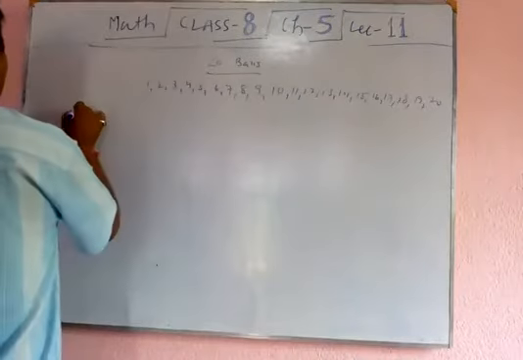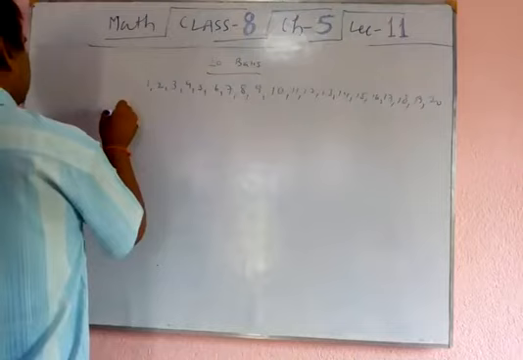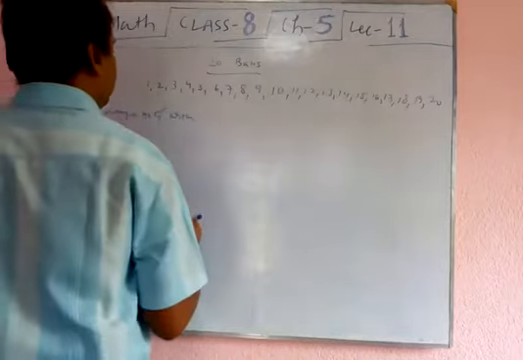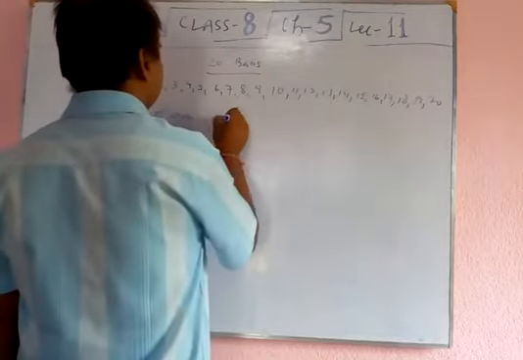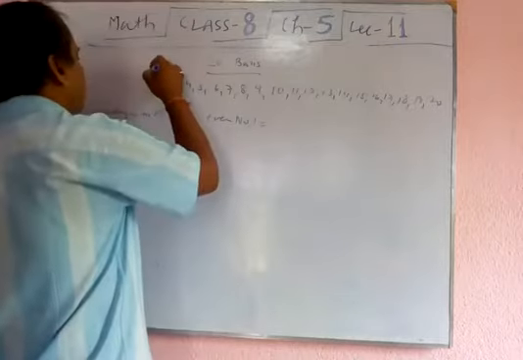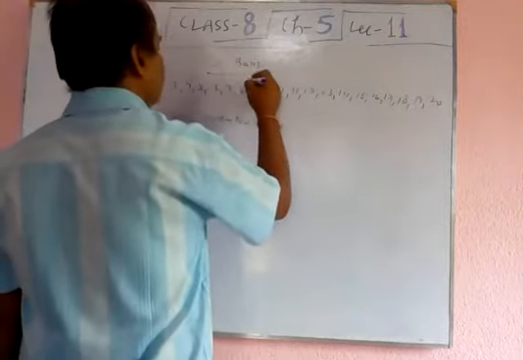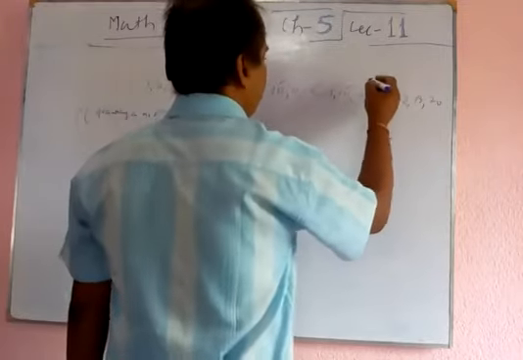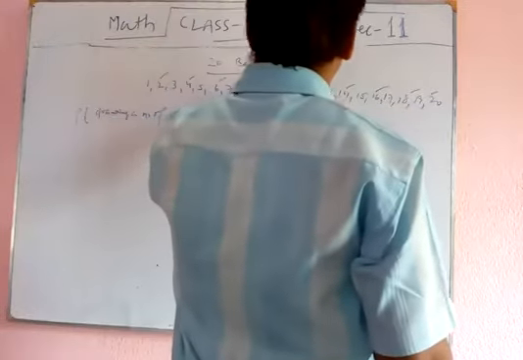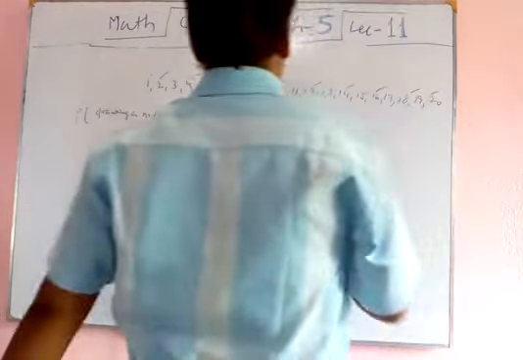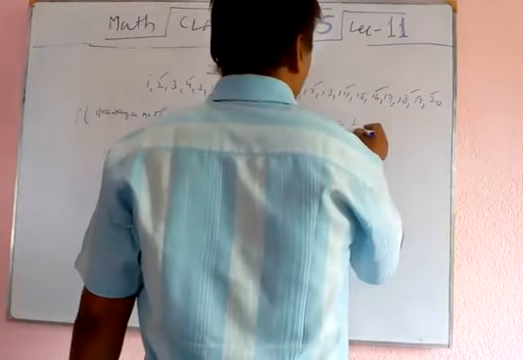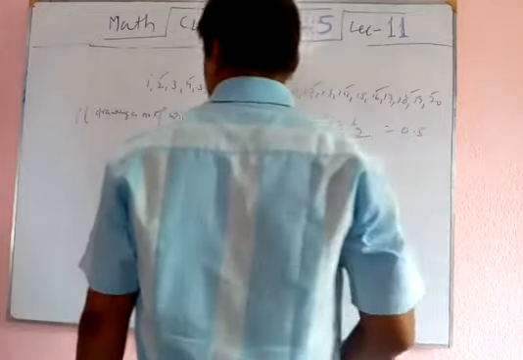So the probability of drawing a number with even numbers is equal to, how many numbers are there? 2, 4, 6, 8, 10, 12, 14, 16, 18, and 20. So 1, 2, 3, 4, 5, 6, 7, 8, 9, 10. Such balls are 10, while the total number of balls is 20. That is 1 by 2, or you can write 0.5 also.